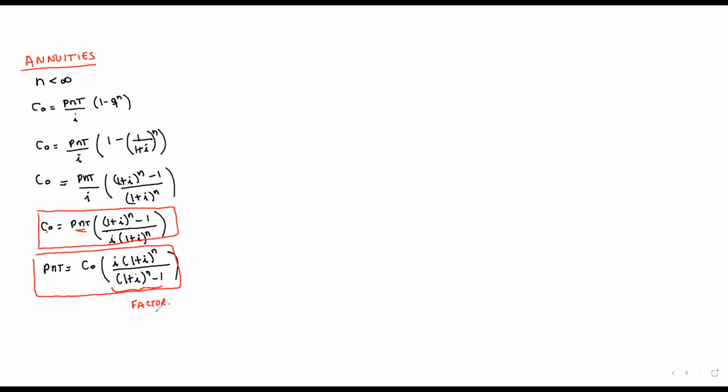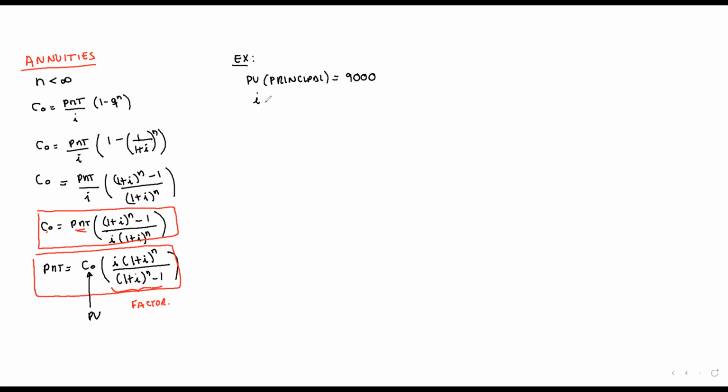So let's do one example. Let's assume the following. Let's assume that my present value, so this C0 is called the present value or principal. Let's assume that PV, also called principal, equals $9,000. We'll do a very small example.